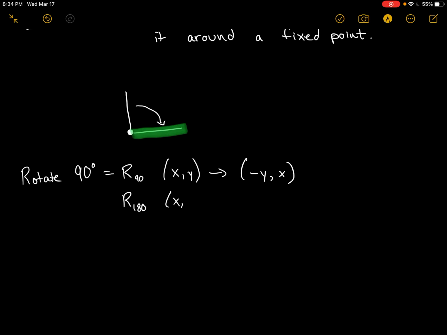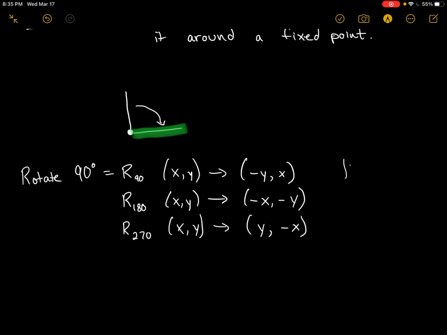Next, if we're going to rotate something 180 degrees, we take our XY ordered pairs, and the new coordinates are negative X, comma, negative Y. And then lastly, we're rotating something 270 degrees. Of our XY ordered pair, we have Y first this time, and then negative X second.